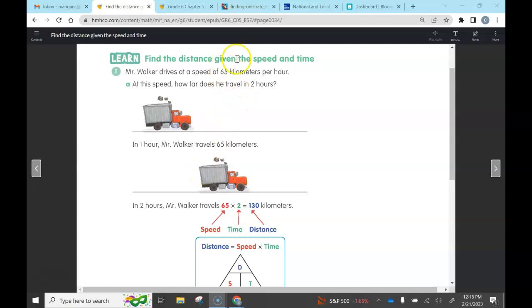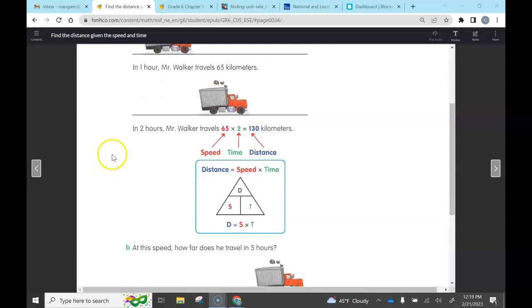It says find the distance given the speed and time. We can see that Mr. Walker drives at a speed of 65 kilometers per hour. At this speed, how far does he travel in 2 hours? What we understand is that in 1 hour, Mr. Walker travels 65 kilometers. So in order to find how much in 2 hours, we just take that 65 and multiply it by 2, and that gives us 130 kilometers. So we understand that distance equals speed times the time, if we're trying to find the distance. We have the speed, 65 kilometers an hour, and 2 hours. Multiply that, gives us 130 kilometers.